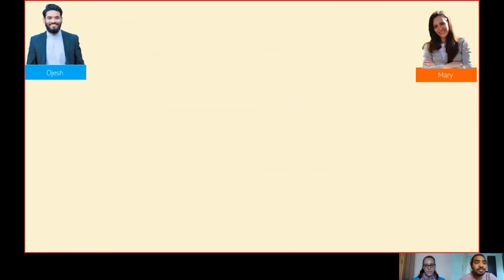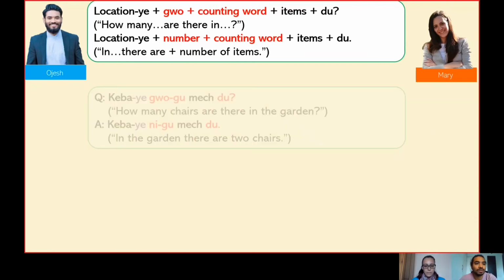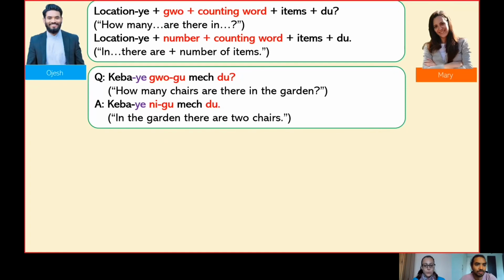Sure. So, in this class we have learned different counting systems in Nepal Bhasa. In the first part of the class, we learned how to ask how many items are there according to the structure location followed by suffix ye plus go, followed by the appropriate counting word plus item plus do. And we learned that the structure of the answer is location followed by suffix ye plus number followed by counting word plus items plus do. And following these structures, we thus learned how to ask Kebae gogu mechdu, how many chairs are there in the garden? And the answer was Kebae nigu mechdu, in the garden there are 2 chairs.